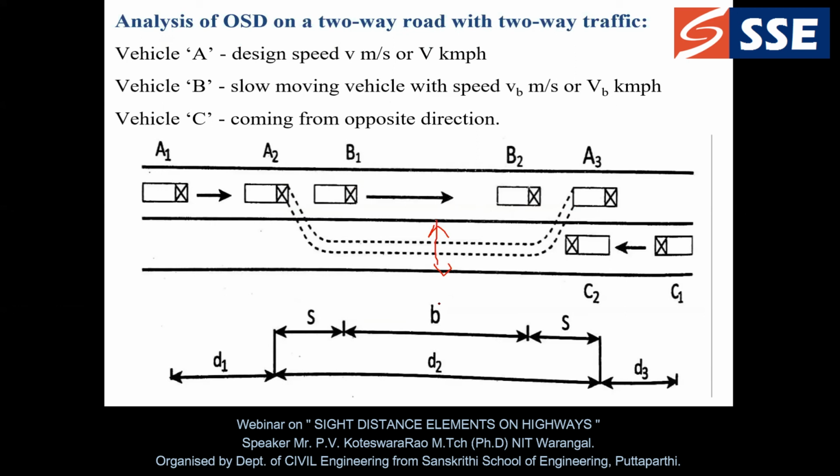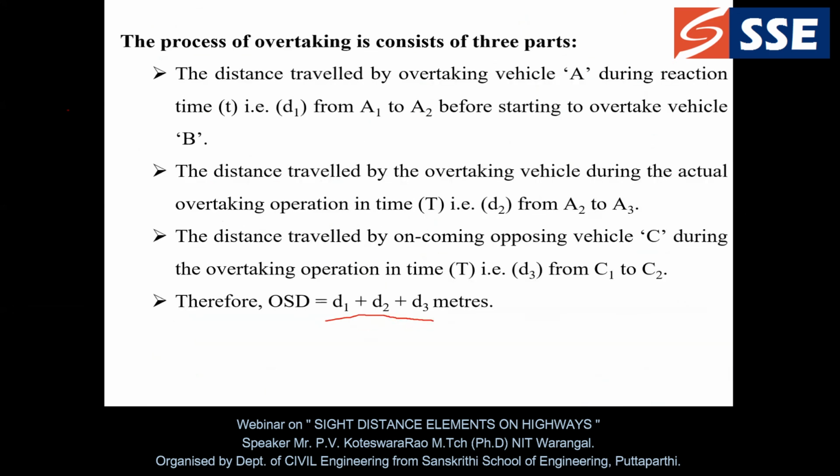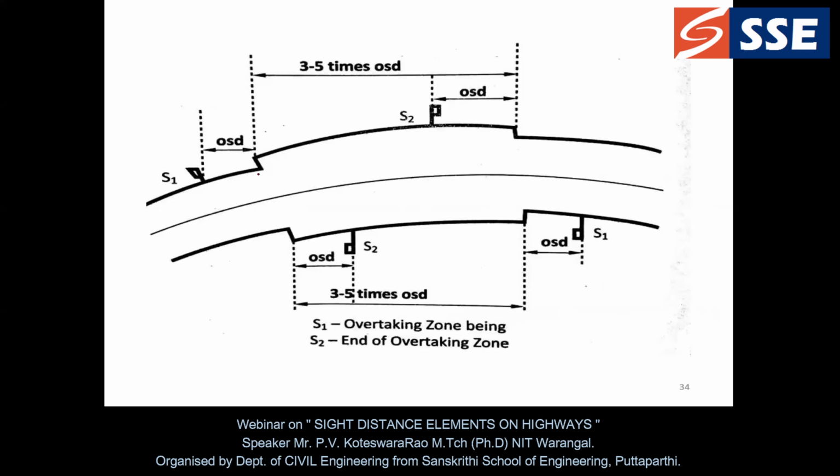If they ask a problem on the overtaking sight distance, then we need to draw this diagram also. Please observe this diagram. This is the starting point and this is the overtaking sight distance, and please observe here the width is going to be high. The pavement width is going to be high compared to the normal width of the pavement. Here the width can be provided up to a distance of 3 to 5 times the OSD.